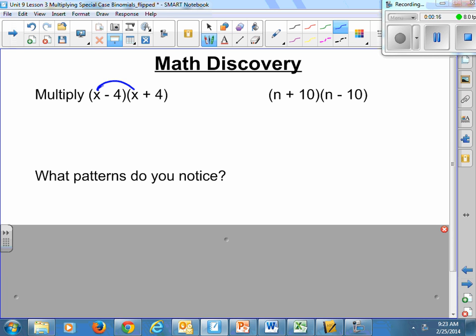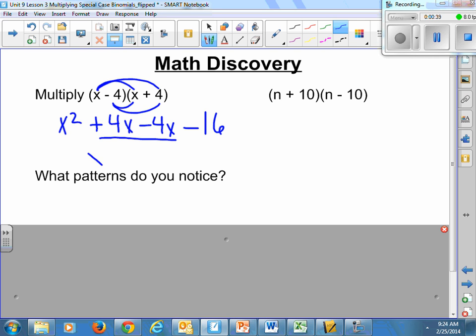Our first one is x minus 4 times x plus 4. So we're going to use our distributive property and do x times x, which is x squared, x times 4, which is positive 4x, negative 4 times x, which is negative 4x, and then negative 4 times 4, which is negative 16. Let's go ahead and combine our like terms. So we're going to have x squared, and then the middle terms cancel out, and so you're just left with x squared minus 16.